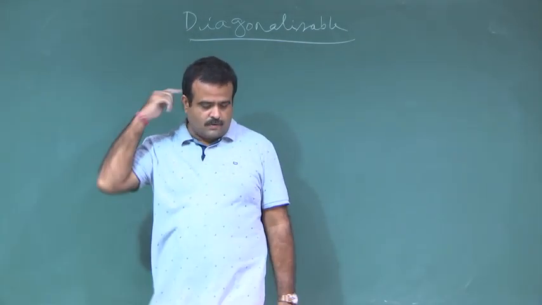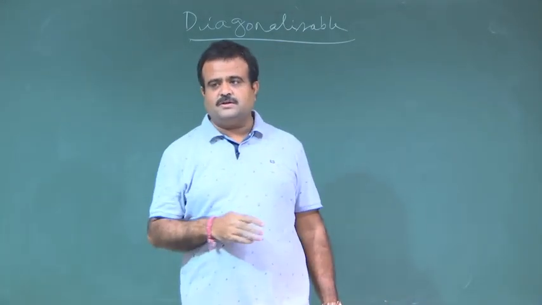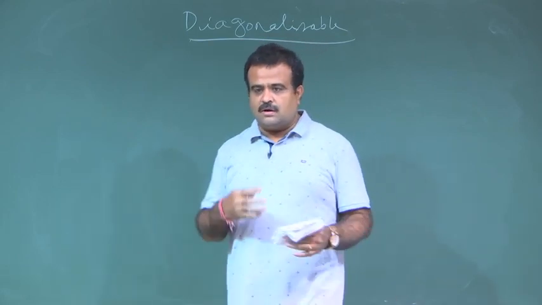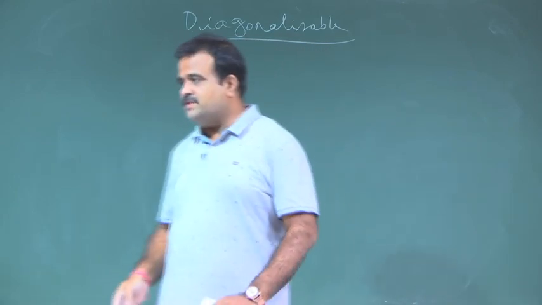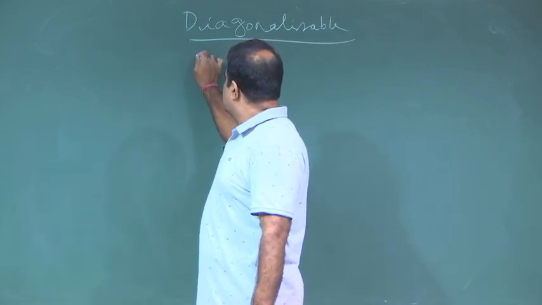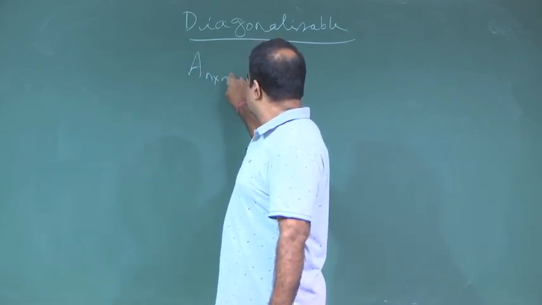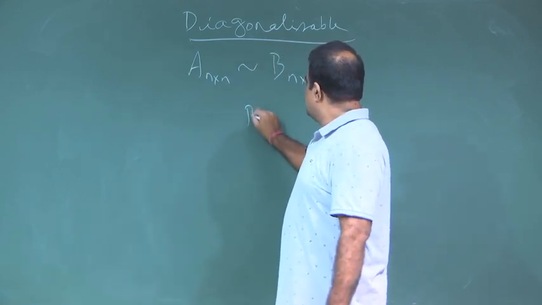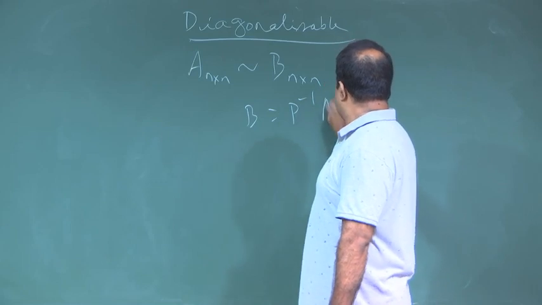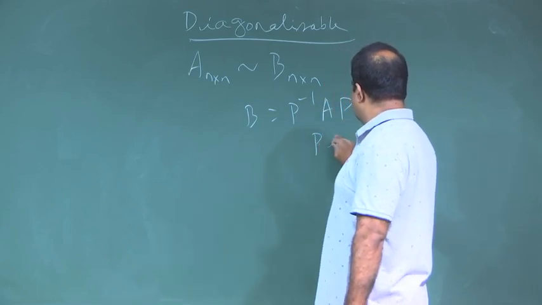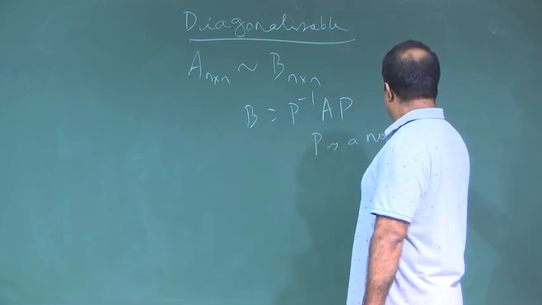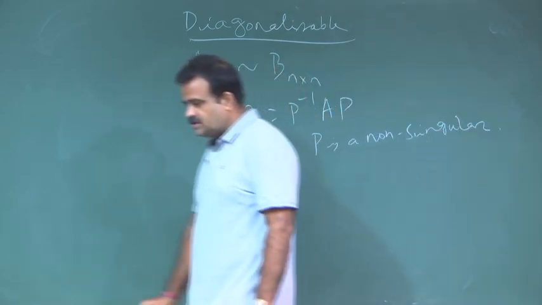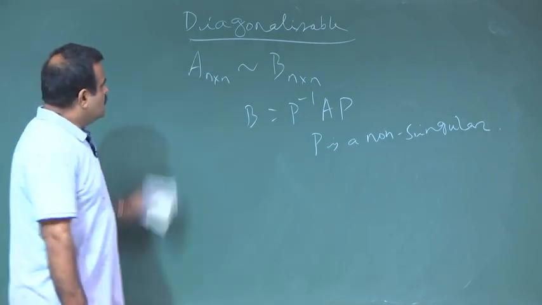Okay, so we are talking about diagonalizability of a matrix. In the last class we defined the relation of similarity between two matrices. Just to recap, we have two matrices of size n cross n. We say these two matrices are similar if one is written as P inverse A P, where P is a non-singular matrix. Then we say A is similar to B.